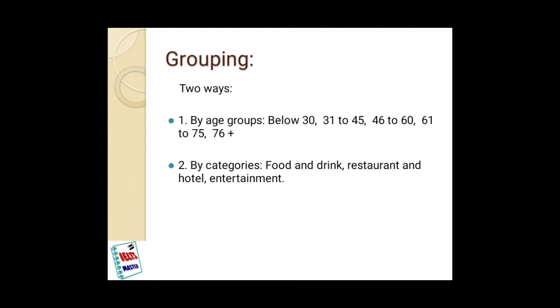And the next group can be by categories. This is a little bit different approach that I don't see most students taking. In IELTS, if something is written differently but makes sense and is correct, or in speaking, if you say something distinct from what others are saying, it fetches more bands, to be honest. So the next grouping can be by categories. What categories? Food and drink, restaurant and hotel, entertainment.